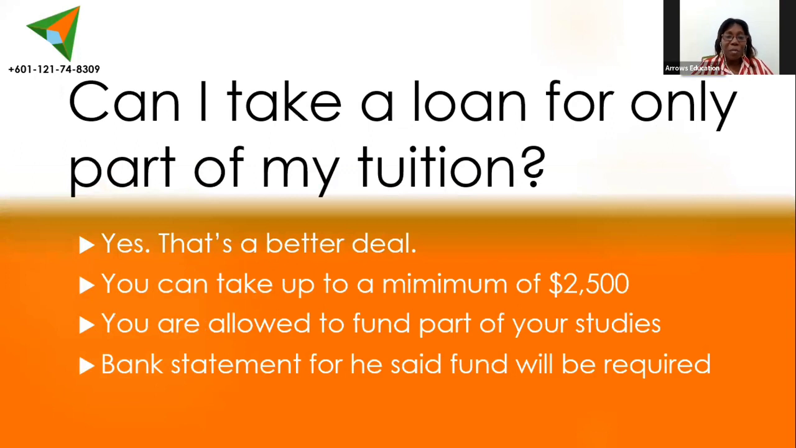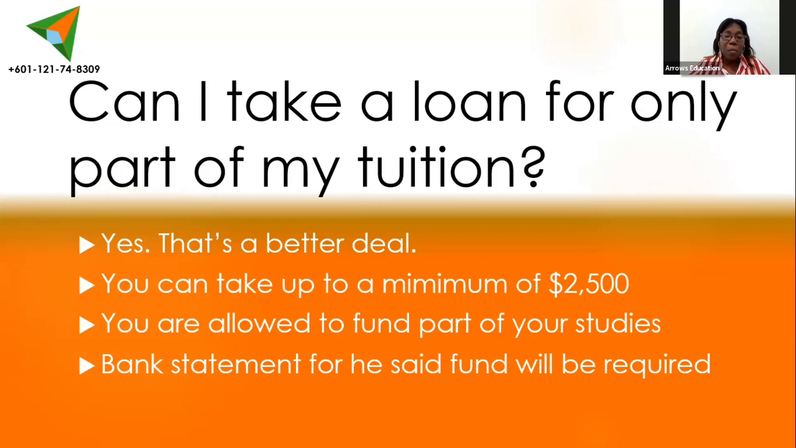Can I take a loan for only part of my tuition? Yes, it's actually the best deal for you. So let's say your tuition is $15,000 and you can raise $5,000 by yourself. That's fantastic. You just take a loan for $10,000 to cover the remaining part. So you don't have to take the full loan. You can also take a loan just to cover your tuition and take care of your living expenses by yourself. So the minimum loan is $2,500 and the maximum is $100,000.